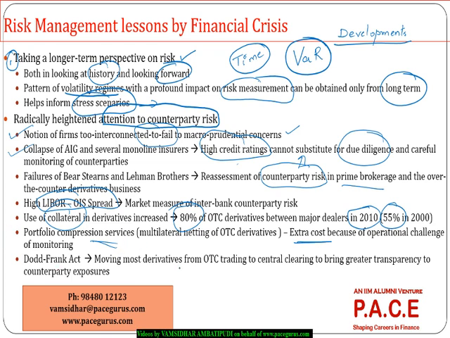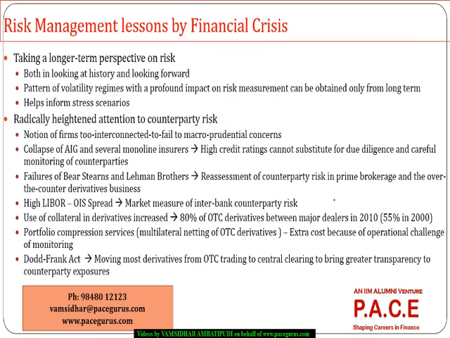Then the Dodd-Frank Act clearly highlighted the fact that most of the derivatives should be moved from OTC trading, which is a bilateral kind of clearing mechanism, to a central clearing mechanism so that a lot of transparency to the counterparty exposures can be brought out. So the focus on addressing counterparty risk has been tremendously higher as an outshoot of the financial crisis, right?